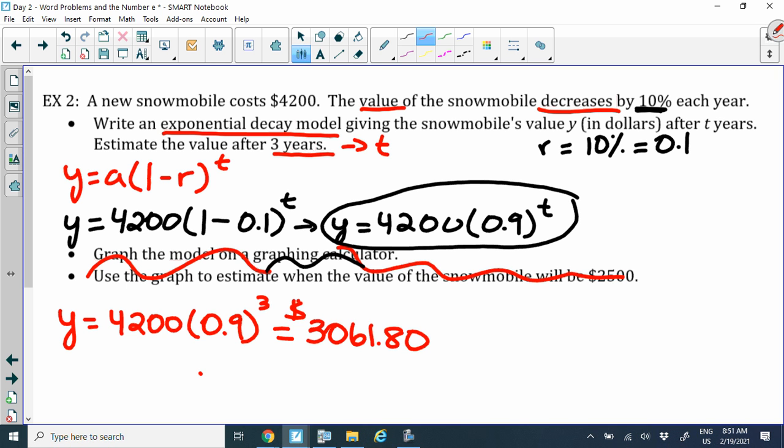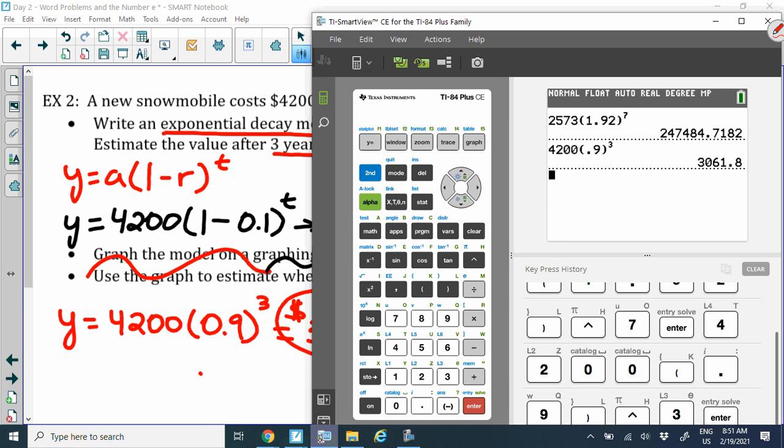Okay? And don't forget your dollar sign to represent, hey, this is money. Okay? Make sure that is correct. There we go.